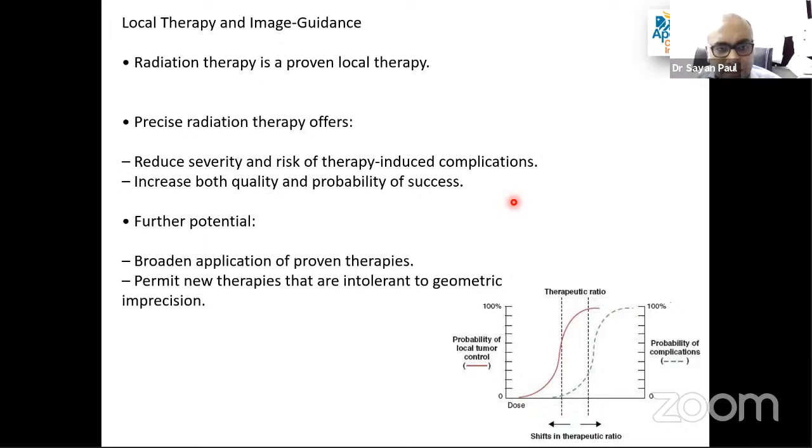And there are some further potentials, like we can broaden the application of proven therapies. Suppose with precision therapy or with image guidance, we can increase the dose to a particular target and broaden the application. It also permits new therapies that are intolerant to geometric imprecision, like SRS and SBRT. Without precision treatment planning and delivery, you cannot offer this treatment.